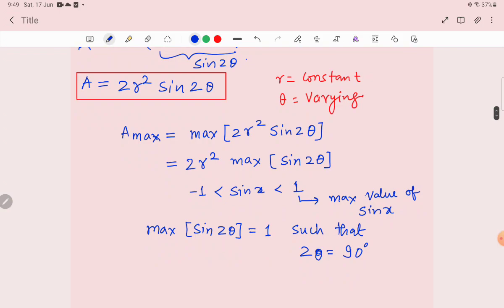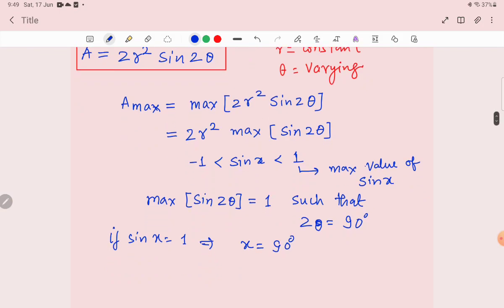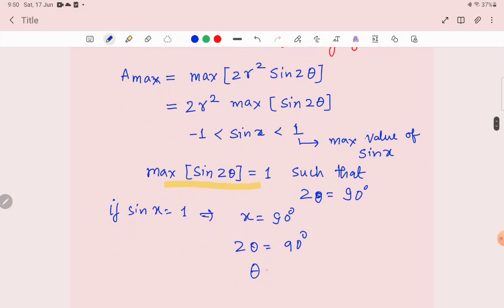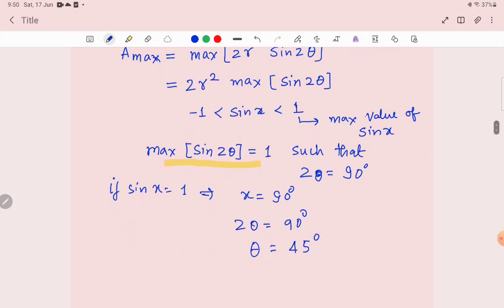Because if sine x equals 1, that implies that x must be 90 degrees. So from this result we can say that if the maximum of sine 2 theta equals 1, then we can say 2 theta equals 90 degrees. It must be 90 degrees. So 2 theta equals 90 degrees, then theta will be 45 degrees.